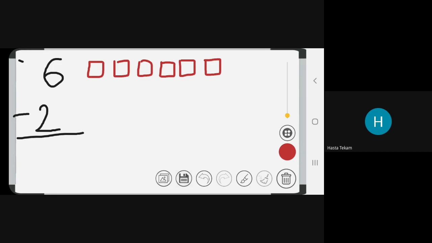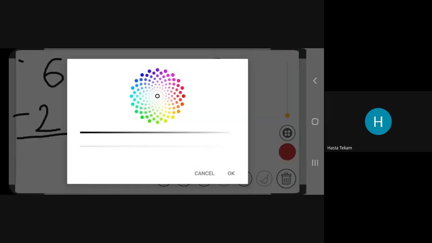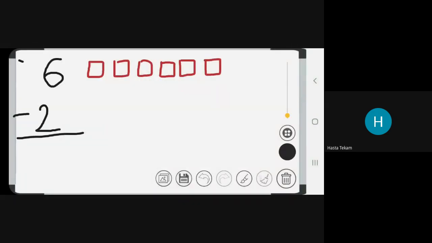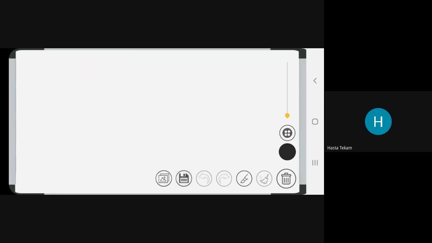Count. Up to 2. Yes. 1, 2, 3, 4. We will cut only 2, it's 1 and 2. So how many remain? 4. We will count it: 1, 2, 3, 4. So we will write the number 4 over here. Yes, 4. We add one more example.